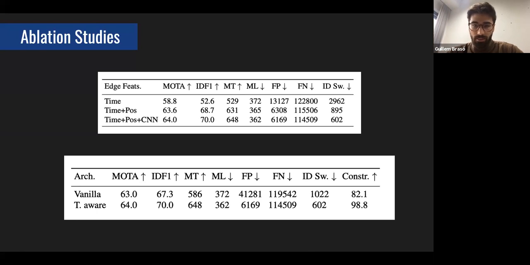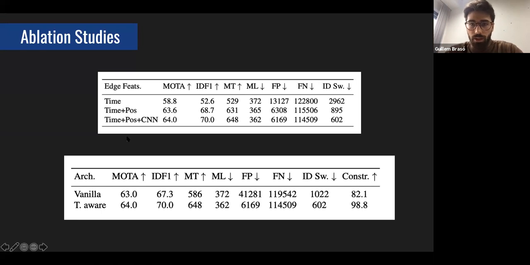It's a bit technical. The thing to keep in mind, and at least that's how I do it myself, is that MOTA accounts for how many boxes you have covered and how good the quality of your boxes is. And then IDF1 accounts more for how well you are linking these boxes.